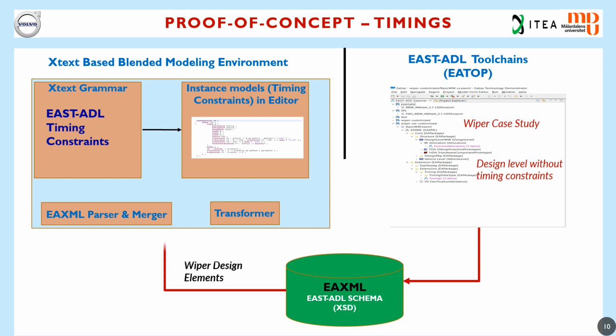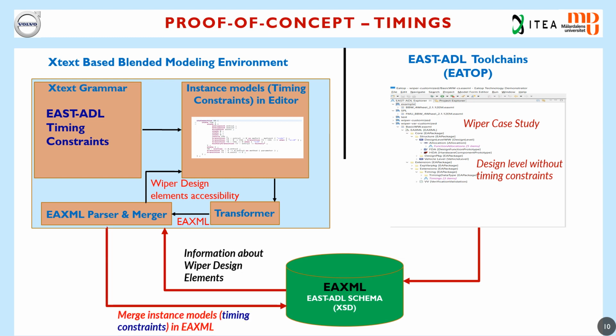As already discussed, the eXML parser fetches the information about the Viper design elements from EATOP, and then these elements are accessible in the text editor. Here the transformer will transform the instance model in the text editor into eXML format, and then it is merged back into the main eXML, and finally the changes are propagated back to EATOP. In this way, we achieve the blended modeling.